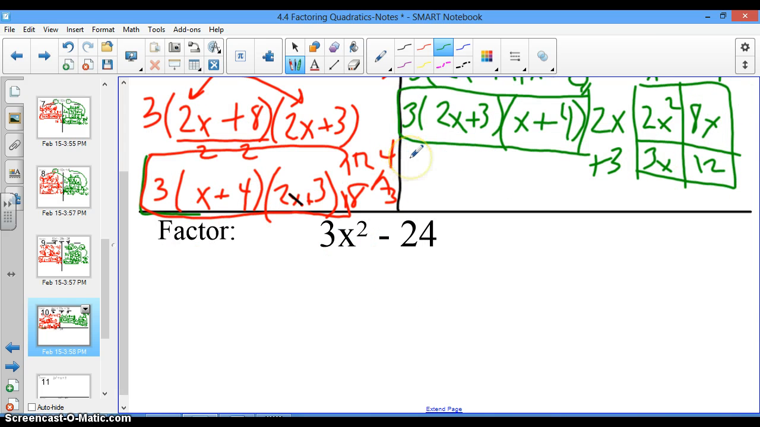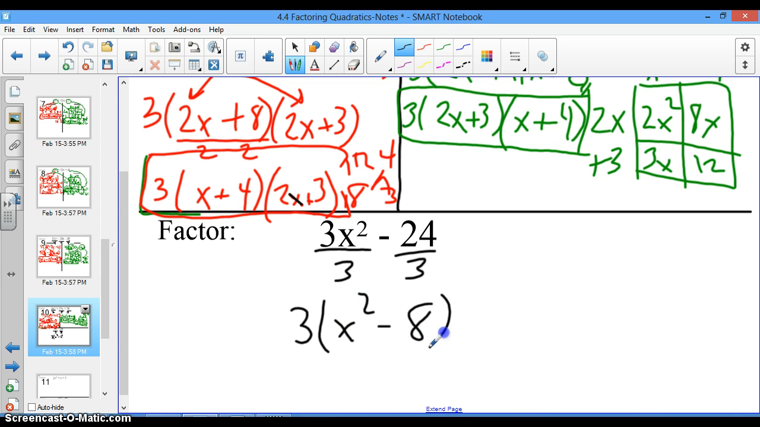Now, this bottom one, 3x squared minus 24. I'm going to factor a GCF out by 3. So 3 parentheses x squared minus 8. Well, now, x squared minus 8 is an easier quadratic that we factored before, where we didn't need these 2 methods.